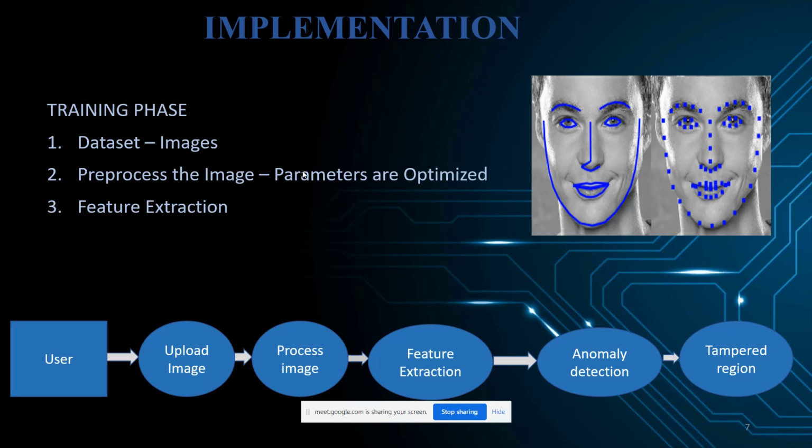Coming to the implementation part, let us come to the process flow. Firstly, the user uploads the image whose originality needs to be checked. In the next process, processing of the image occurs where parameters are optimized. Then feature extraction occurs, in which an initial set of raw data is divided and reduced to more manageable groups. These features are easy to process and able to describe the actual data set with accuracy and originality. Then it looks for any anomalies. Finally, it outputs the tampered region.